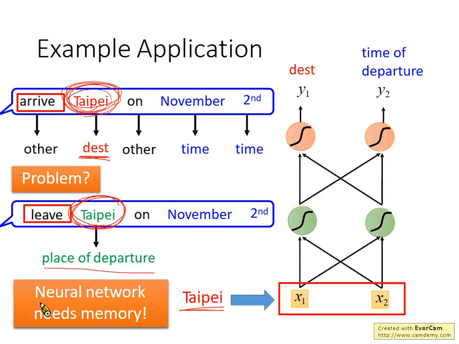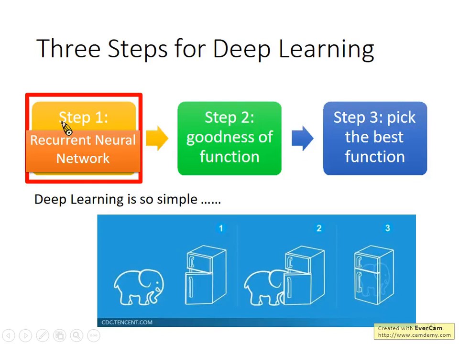Therefore, if we just consider an individual word, we cannot really identify the semantics of such a word. So this is why we need a neural network that has the ability to describe memory. We have to know the previous word is arrive. When the previous word is arrive, then this Taipei means destination. When the previous word is leave, then this Taipei is actually the place of departure. Therefore, we need the memory characteristic. And this is why the recurrent neural network was designed.